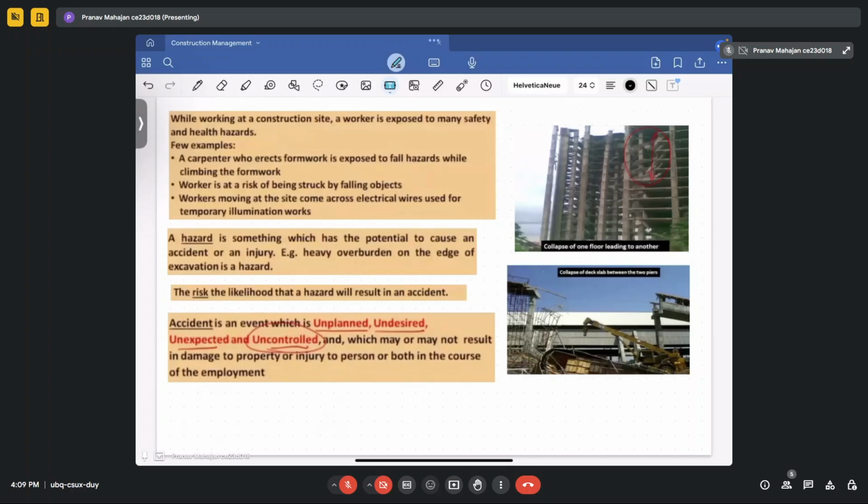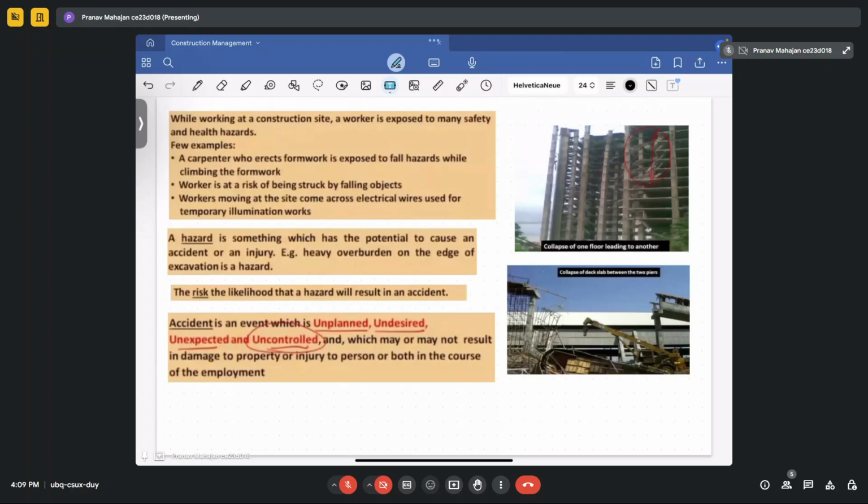For that, proper shoring must be done on the sides while performing such activities, so that the risk to the life of the person digging that pit is minimized. The risk is the likelihood that a hazard will result in an accident.